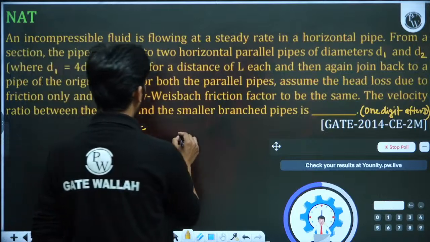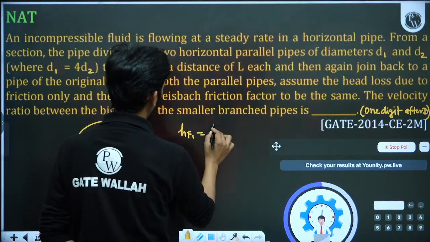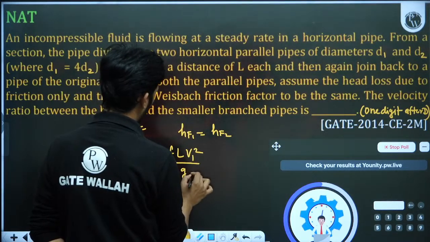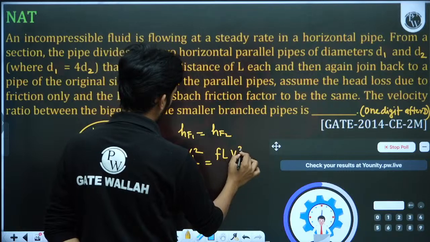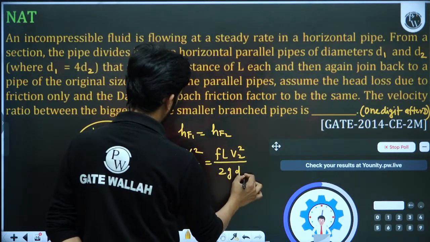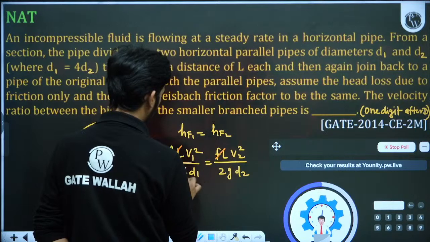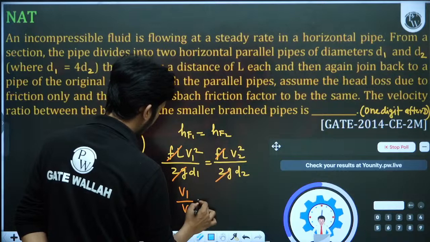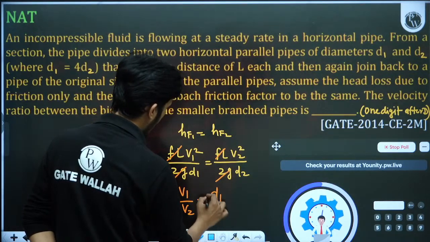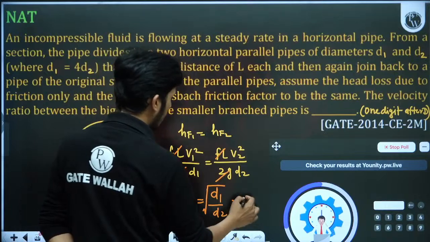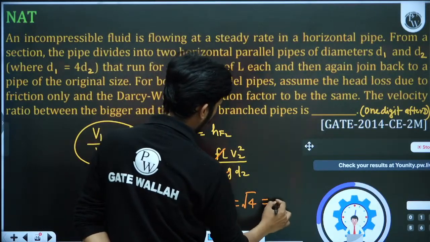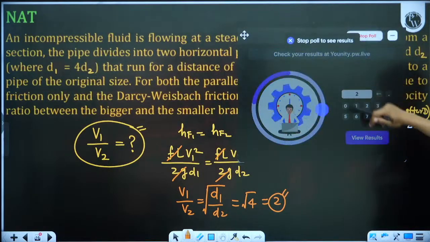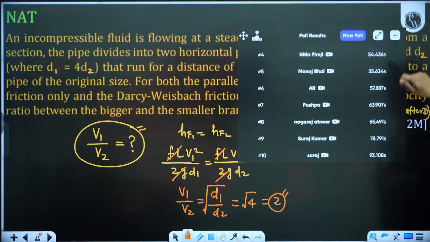When we put the head loss the same, HF1 is equal to HF2. So f L V1 square upon 2 g D1 is equal to f L V2 square upon 2 g D2. Length is same, friction factor is same, fL will cancel out, 2g will cancel out. So V1 by V2 will be equal to root D2 by D1. Sorry, root D1 by D2. D1 is 4 D2, so it will be root 4. The answer will be 2. 2 is the correct answer. All of the students have given the correct answer.